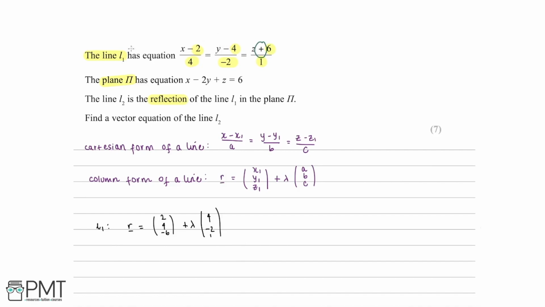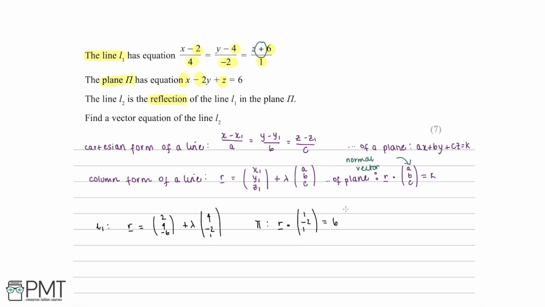Now we have to find the column form for the plane pi, where the Cartesian form of any plane is equal to a times x plus b times y plus c times z is equal to some scalar constant k. Its column form will be written in the form r dot, which is the dot product, its normal vector, which is a, b, c, which is equal to k, which is its scalar constant. So in this case, our plane pi can be rewritten as r dot, a will be 1 as the coefficient of just x will just be 1, b will be minus 2 as the coefficient of y is minus 2, and c will just be 1 as well because the coefficient of z is also 1. And our scalar constant will just be 6.